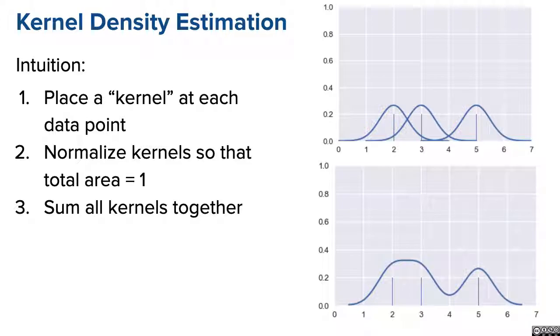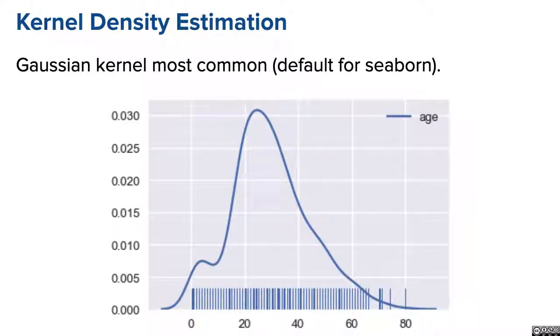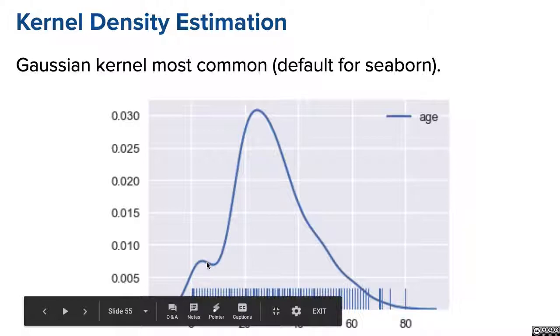For this class, you'll almost always see the Gaussian kernel because that's the default that we use for Seaborn. When you make a dist plot in Seaborn and it plots the kernel density estimator, or the KDE, it follows this procedure underneath the hood. It places a small Gaussian at every single point in your data, normalizes all of them together, and then adds them all up. So you can see here a small hump here and a big hump here.